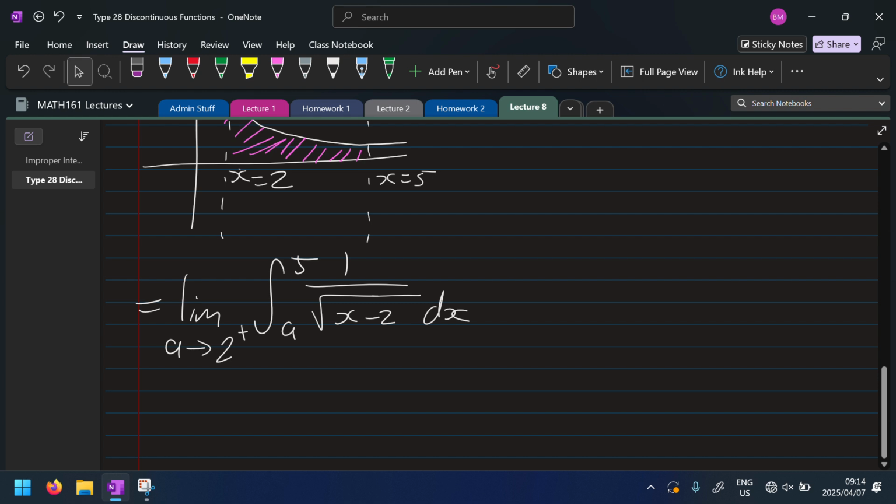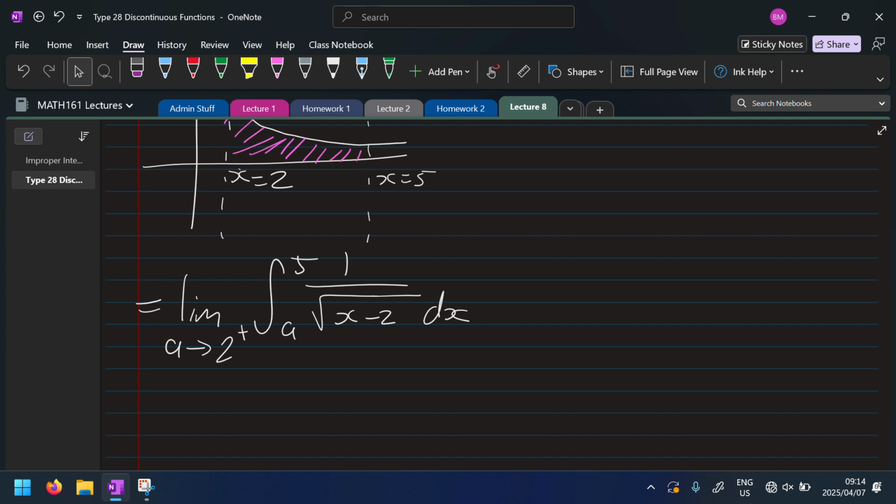Okay. And again, triple emphasis. This is a goes to 2 plus. If you write the limit a goes to 2, it's wrong. Everything's wrong. You get 0 out of 5. And you'll see why it goes wrong in a bit. It's not funny. It's wrong.